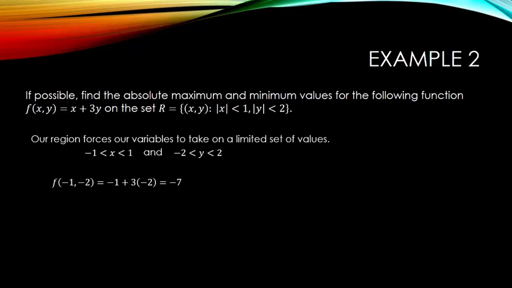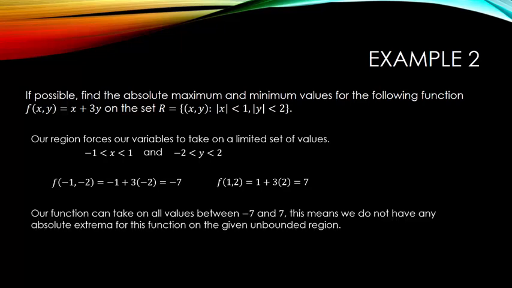And then I'm going to look at f of 1, 2, which gives me 1 plus 3 times 2, which is equal to 7. This tells me that on my region, the function takes on all values between -7 and 7. This means I won't have any absolute extrema for this function on this particular unbounded region.